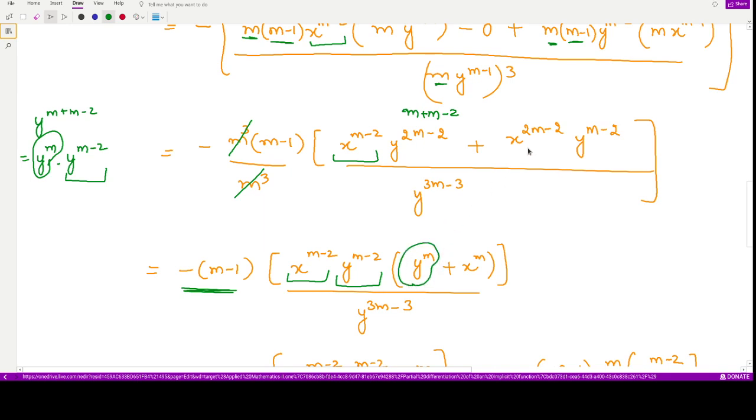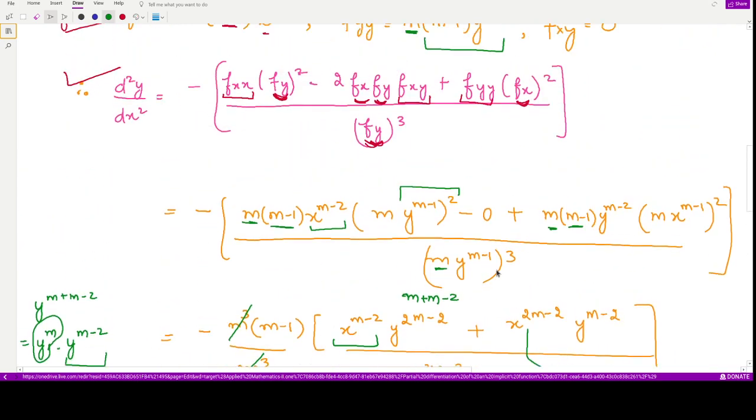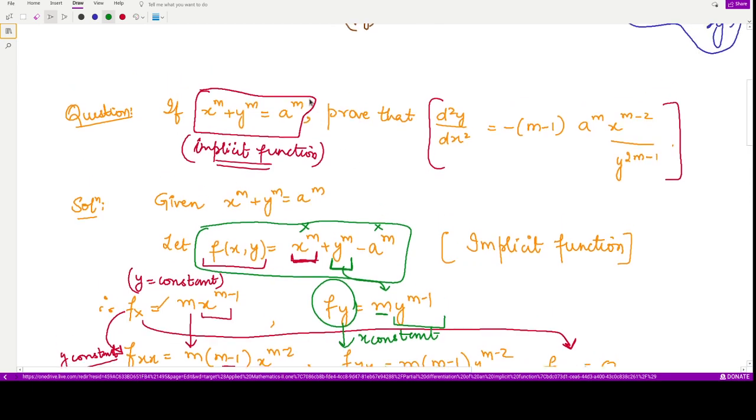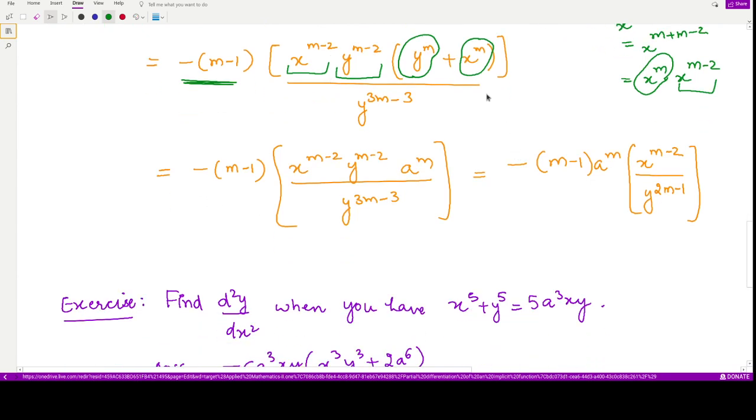And similarly here you can write x to the power 2m minus 2 as x to the power m plus m minus 2. So you could write this to be x to the power m into x to the power m minus 2. So when you take x to the power m minus 2 outside, this term would remain as such. And now if you see the given statement, y to the power m plus x to the power m is equal to a to the power m. So we have substituted the value of this particular expression equal to a to the power m.